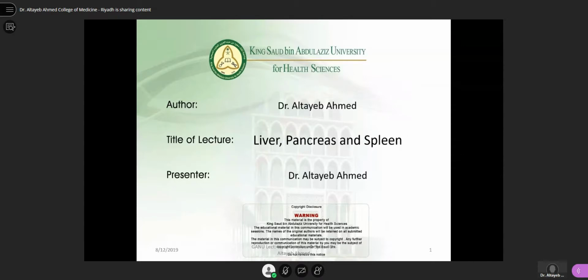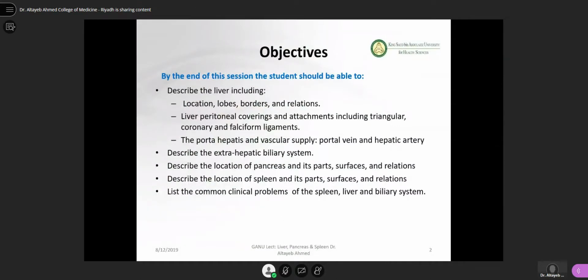السلام عليكم ورحمة الله. Today's session will be about the liver, pancreas, and spleen. By the end of this session, you need to be able to describe the liver, including its location, lobes, borders, and relations, liver peritoneal coverage and attachment, including triangular, coronary and falciform ligaments, the porta hepatis and the vascular supply in terms of portal vein and hepatic artery, describe the extrahepatic biliary system, describe the location of the pancreas, its surfaces and relations, describe the location of the spleen, its surfaces and relations, and common problems.